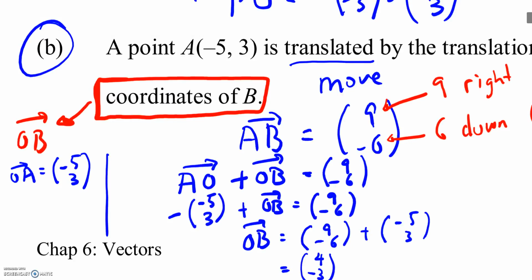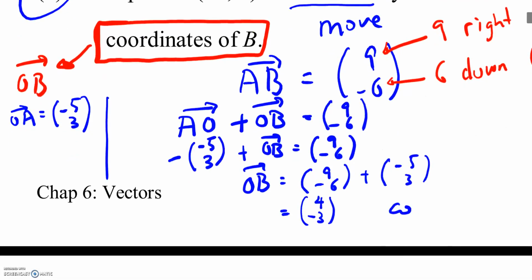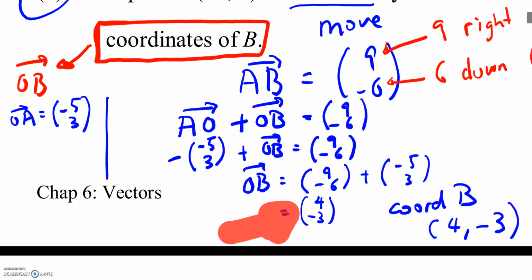Can I hashtag here? No, because they want the coordinate. So last step, coordinate of B is (4, -3). The worst thing that can happen is you get to this step and then you say the coordinate is (-3, 4). Then I die. So don't do that. Okay?